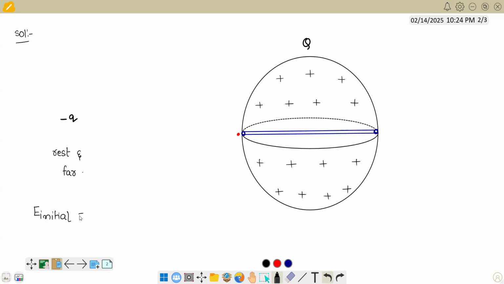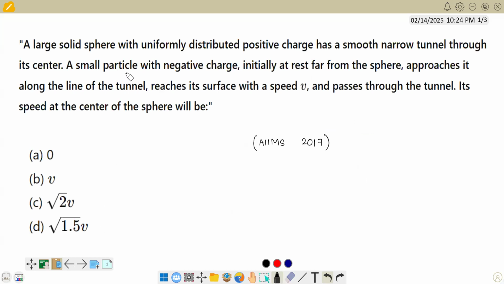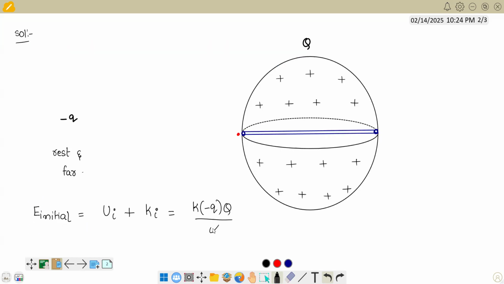The initial energy is potential energy plus kinetic energy. Potential energy is KQ into capital Q divided by the distance. Basically, I'm multiplying charge with potential. Potential is KQ by X. X is very far. If you notice, he has given that originally the body is initially at rest and far from the sphere. If it is very far, it is infinity.